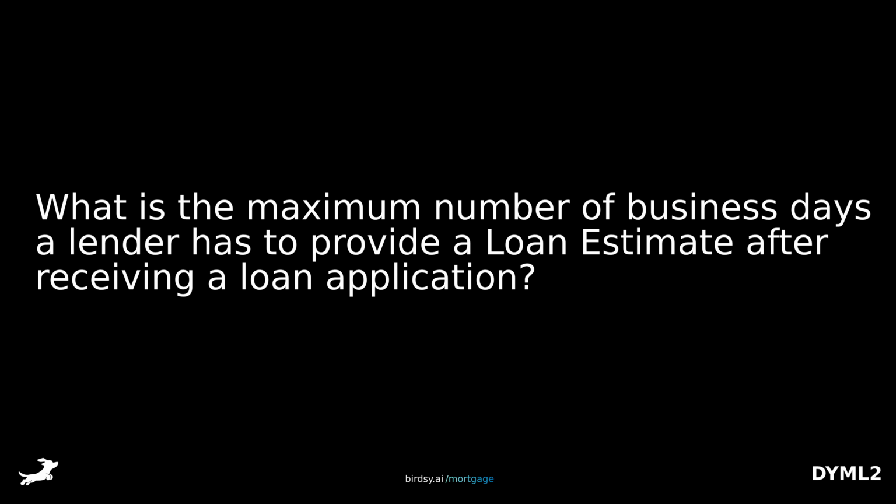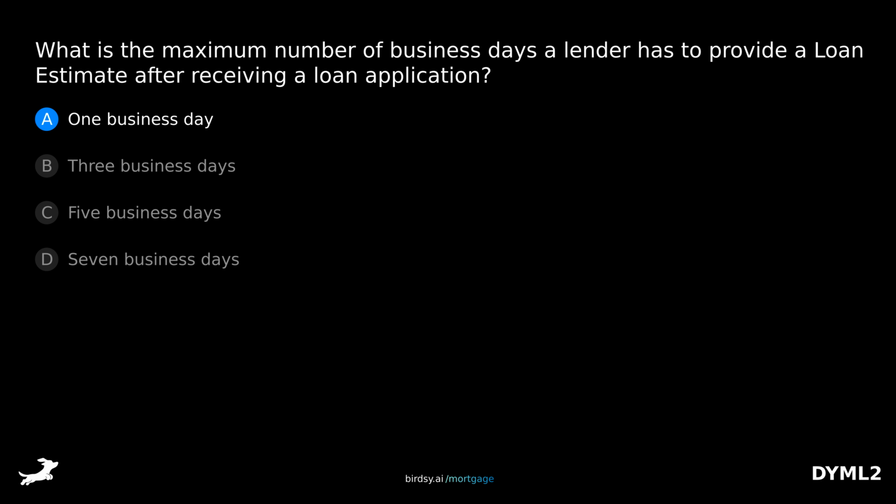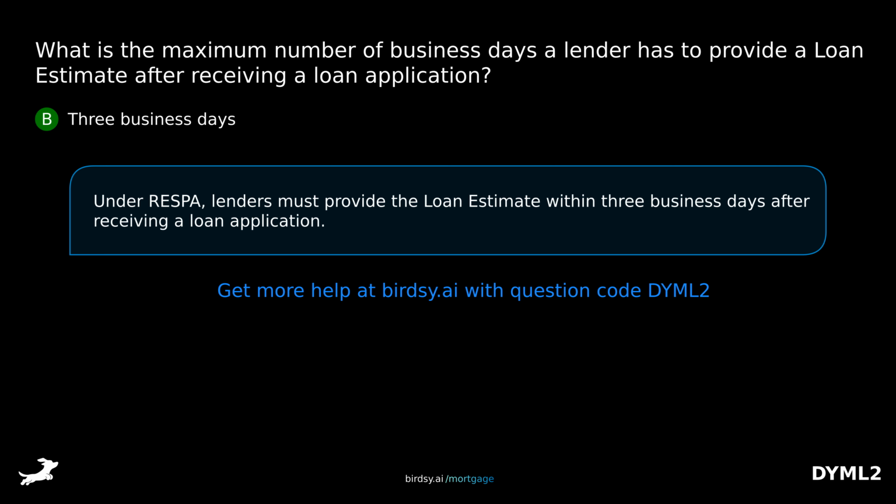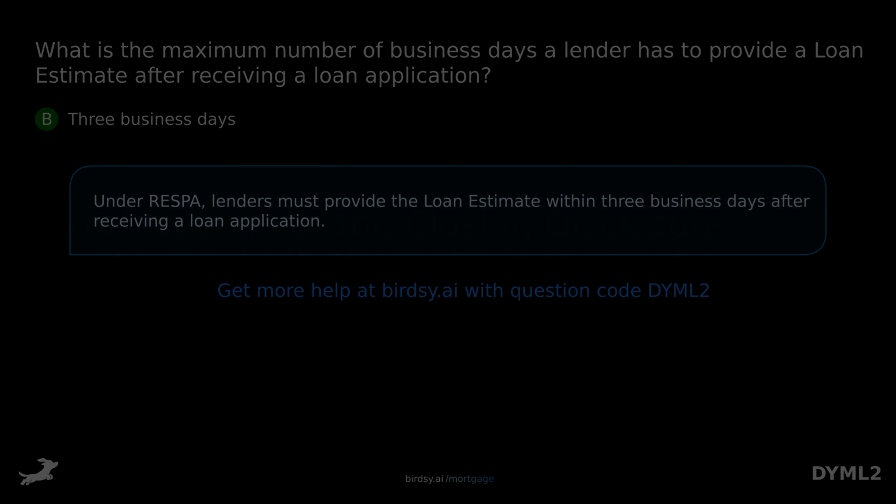What is the maximum number of business days a lender has to provide a loan estimate after receiving a loan application? Is it A, 1 business day, B, 3 business days, C, 5 business days, or D, 7 business days? The answer is B, 3 business days. Under RESPA, lenders must provide the loan estimate within 3 business days after receiving a loan application.